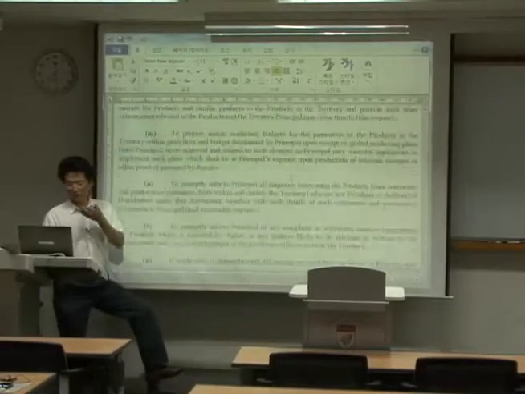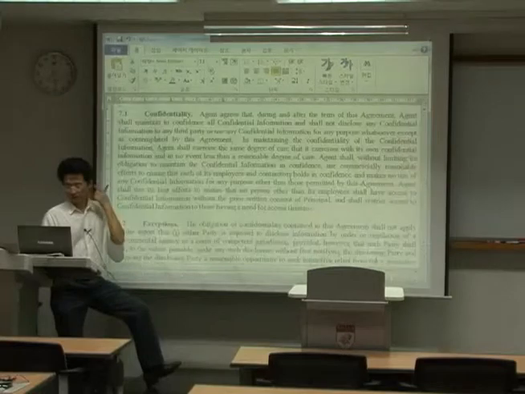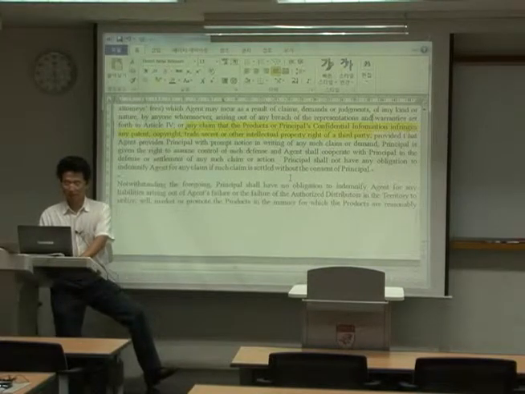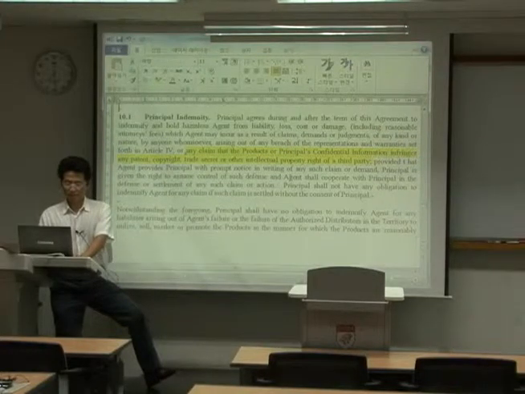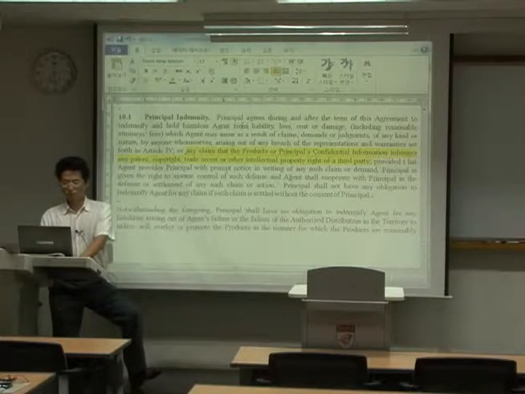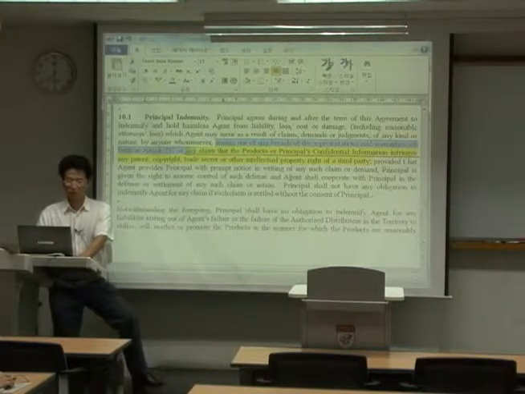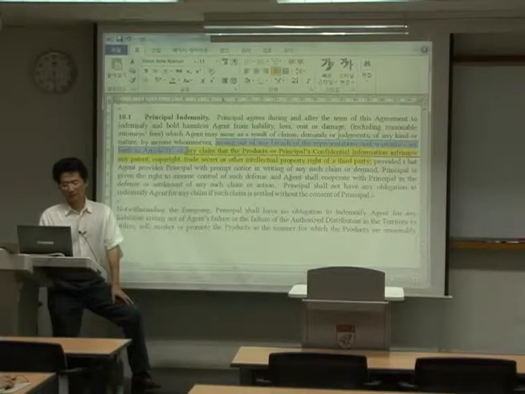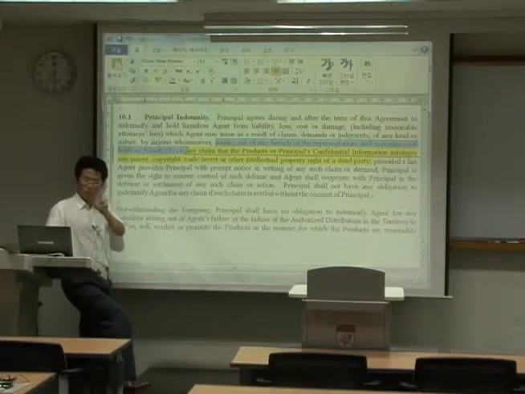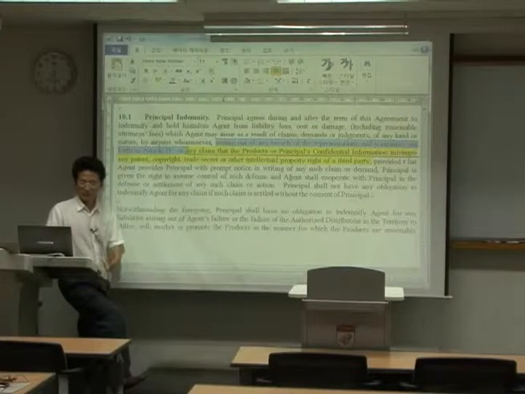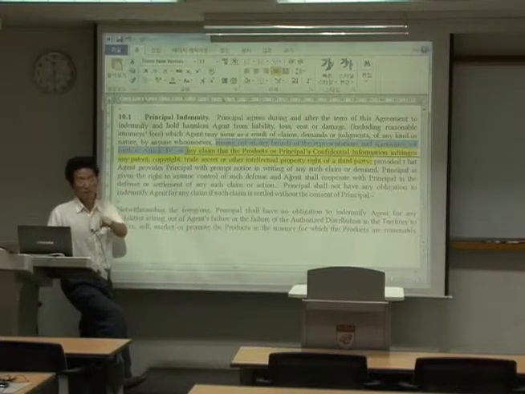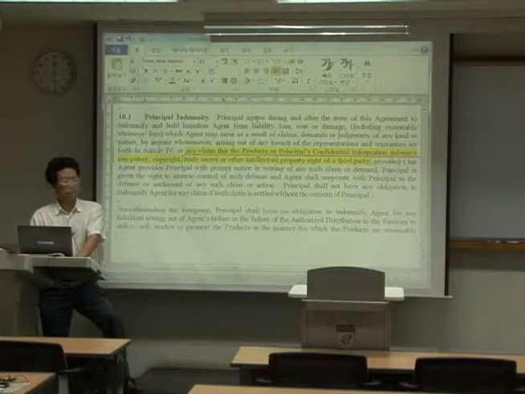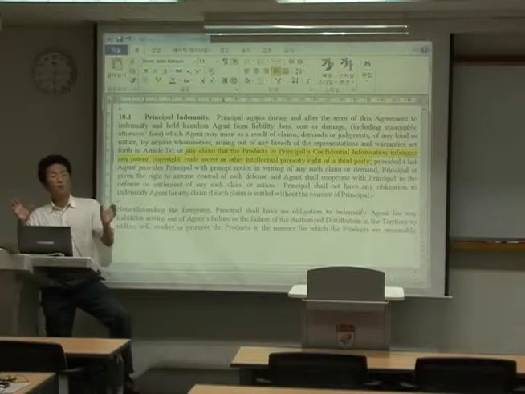Yes, in 10.1 it says principal shall indemnify and hold harmless agent from liability arising out of any breach of reps and warranties set forth in Article 4. And one of the warranties is that the product will conform to the specifications. So one may read that and conclude that, okay, if there is a defect and the injury is caused by the defect and somebody sues for that injury, then maybe principal should hold harmless the agent, should protect the agent from the lawsuit. One may read it that way.